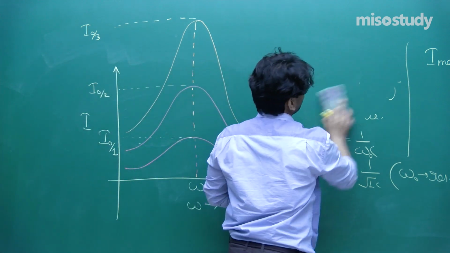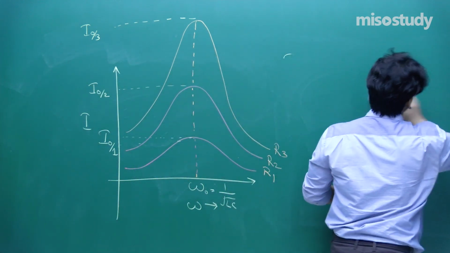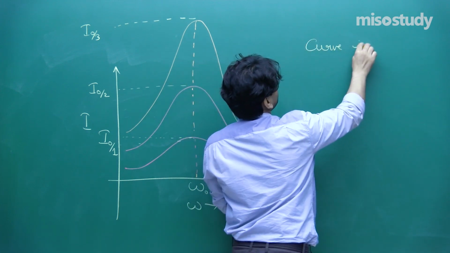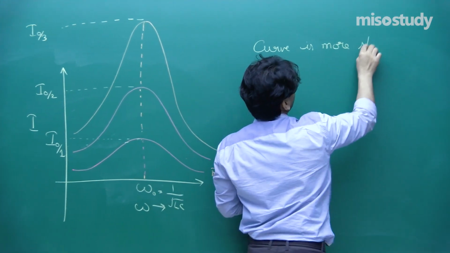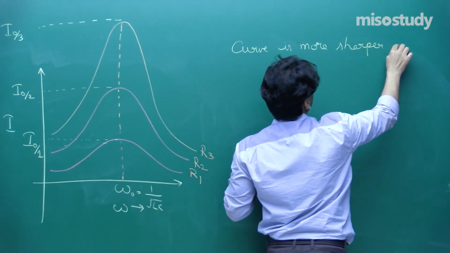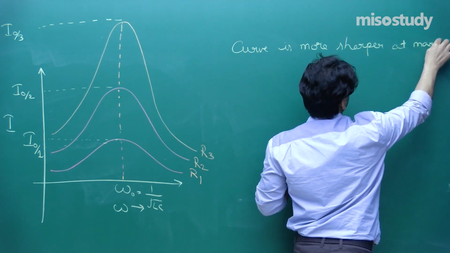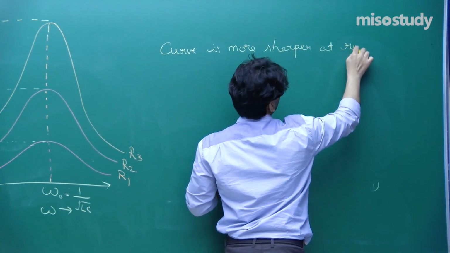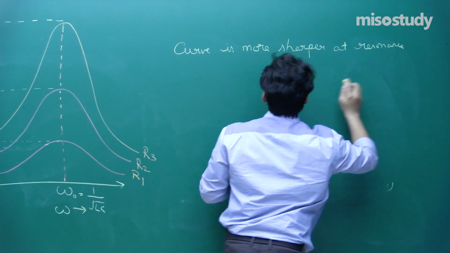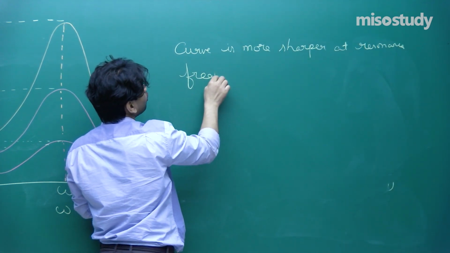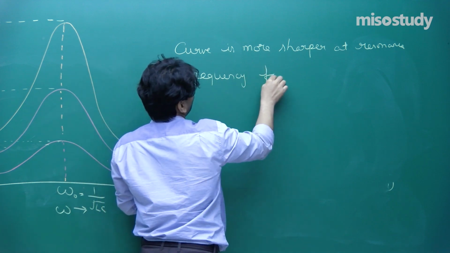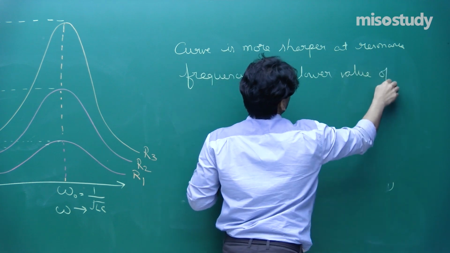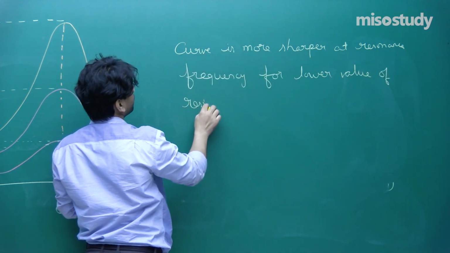So we can write: the curve is more sharper at the peak point, or at maximum current, that is at the resonance frequency, for a lower value of resistance. Now, why is this so? Let us try to understand with an equation.